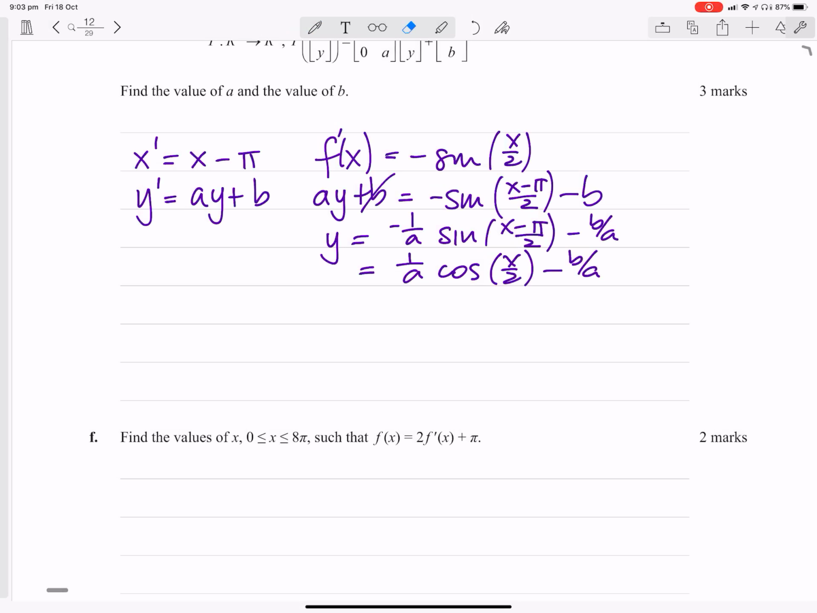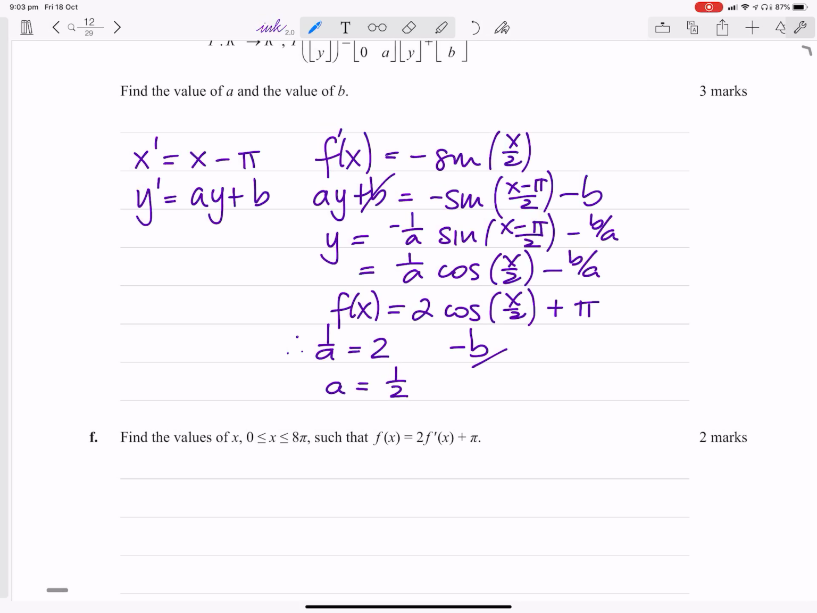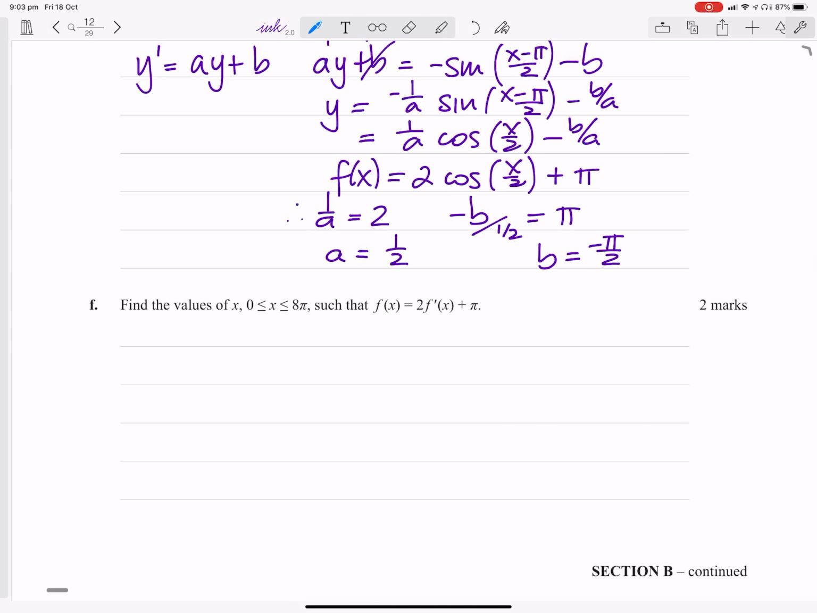And the other equation was f of x is 2 cos x on 2 plus pi. So therefore 1 on a equals 2, so a equals a half. And if a equals a half, minus b on a half is equal to pi. So b is equal to negative pi on 2. There's our working out for it.